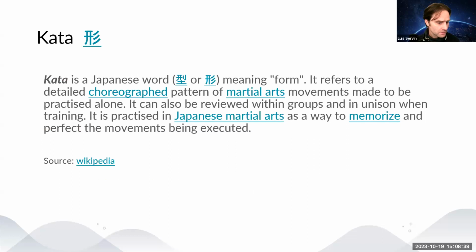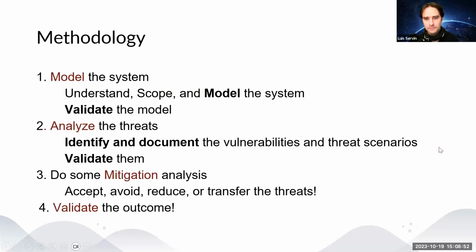Was I showing the right presentation? So kata is this symbol from Japanese. It could be actually two symbols, and it means form. Okay, let's move to the next one.